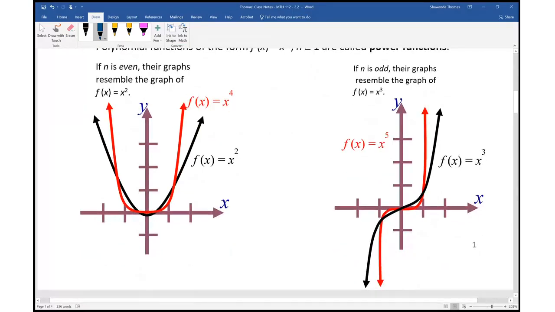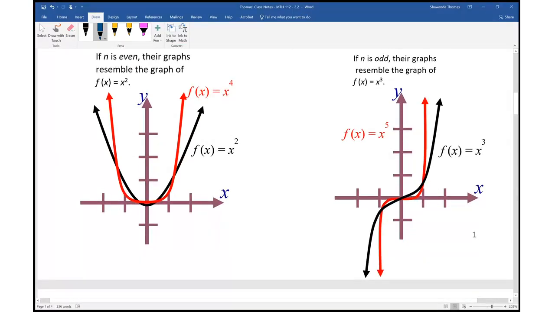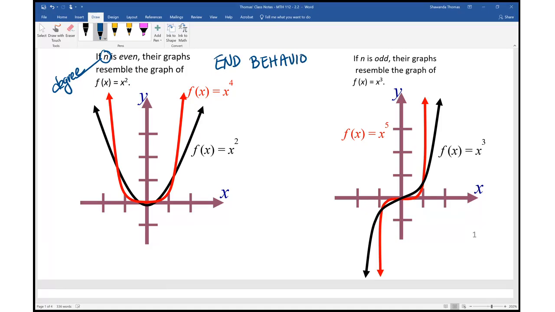If n is even, their graphs resemble the graph of f of x equals x squared. Again, in this section, n represents the degree. So if the highest exponent is even, like the numbers 2, 4, 6, and so forth, then the graph will resemble x squared. What does that mean? It means that the end behavior will behave the same as x squared. So if the leading coefficient is positive, your left hand behavior will be going up and your right hand behavior will be going up as well.